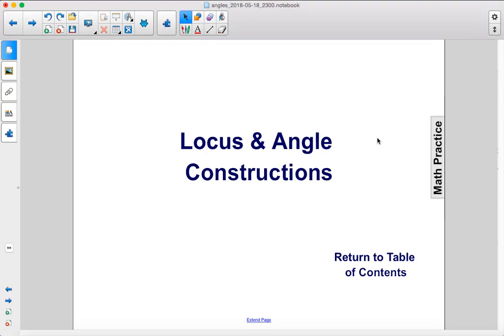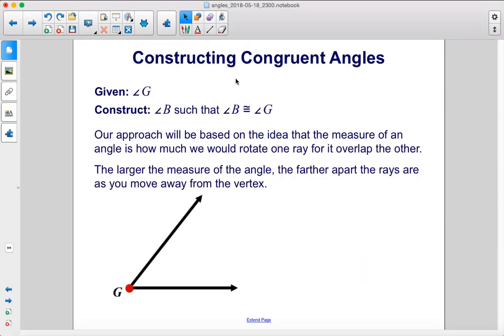Locus and angle constructions. Constructing congruent angles. Given angle G, construct angle B such that angle B is congruent to angle G.